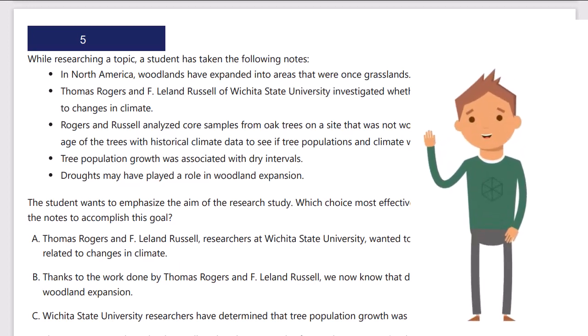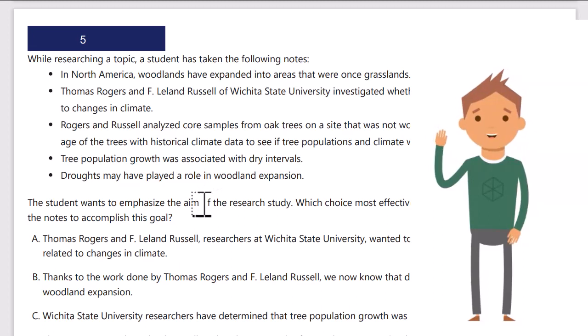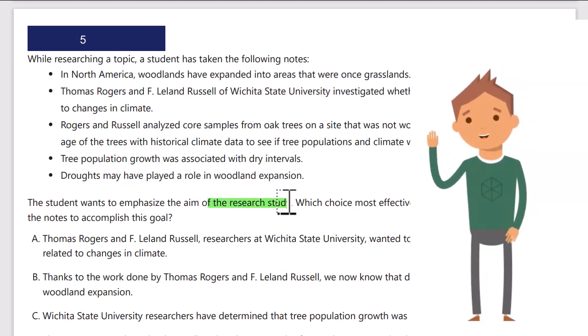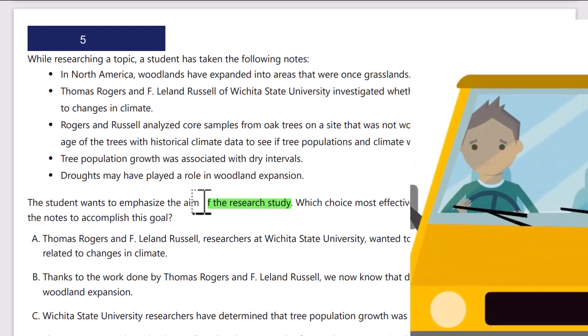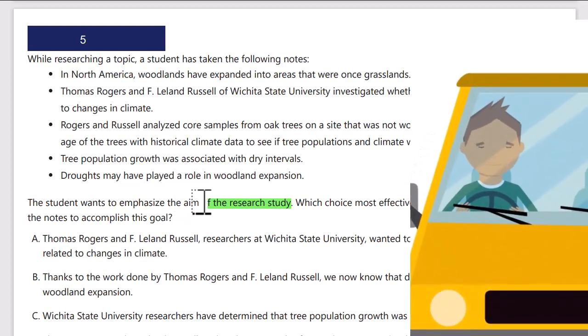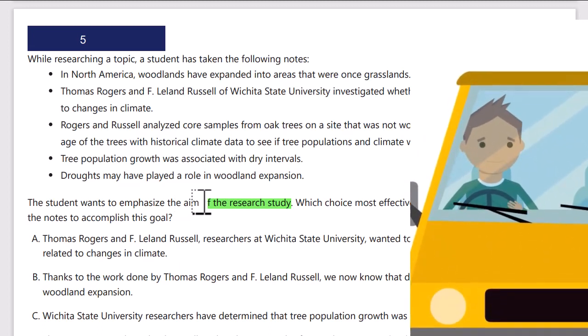One type of rhetorical synthesis prompt always refers to a research study. So it wants something about the research study. The student wants blank about the research study. So a research study basically has 4 points in every set of bullet points.